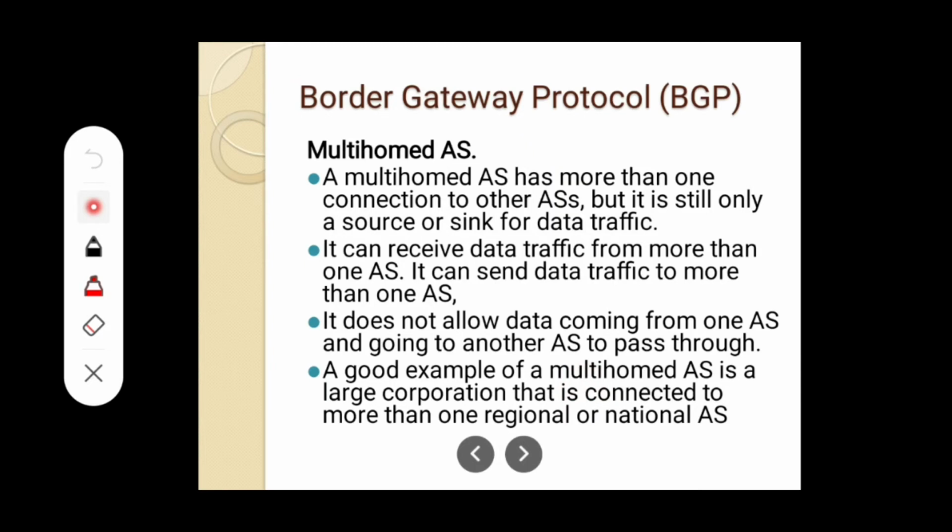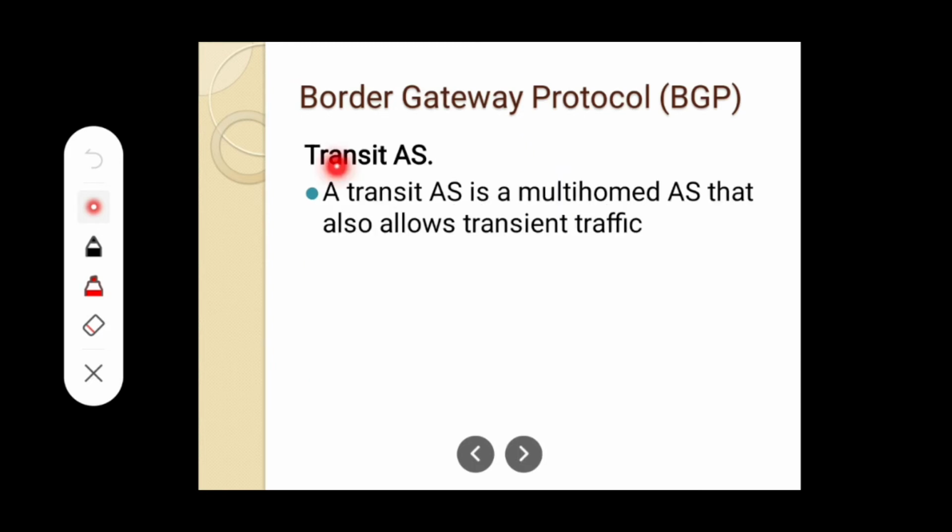Clear? Now the last one is a transit autonomous system. A transit autonomous system is also a multi-homed autonomous system, but it allows transient traffic. So what do you mean by transient traffic? Transient traffic means it will allow the traffic from other autonomous systems to pass through it. That is called transient traffic. So transient traffic is permitted in a transit autonomous system.